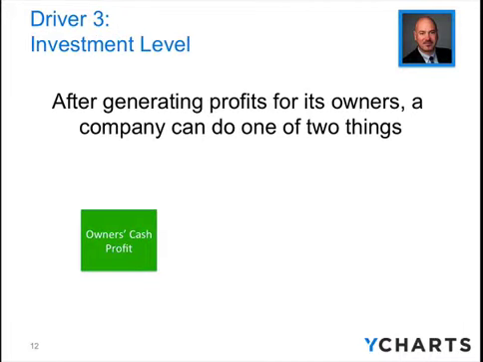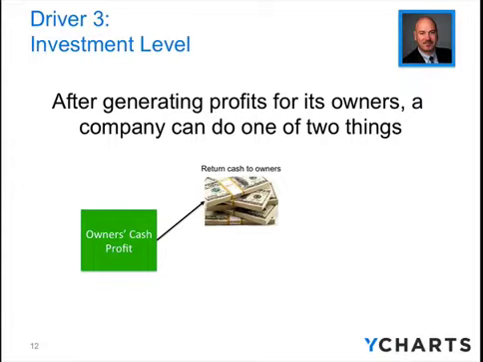After a company has generated OCP, it can do one of two things with that profit. First, it can return cash to owners. Now remember, our definition of the value of a firm hinged on the amount of cash that it returned to owners. So in this case, if a company returns all the cash to owners, the free cash flow to owners is equal to the owner's cash profit. It's this free cash flow to owners, or FCFO as we call it, that is the metric that we're going to measure to try to determine the value of a firm.